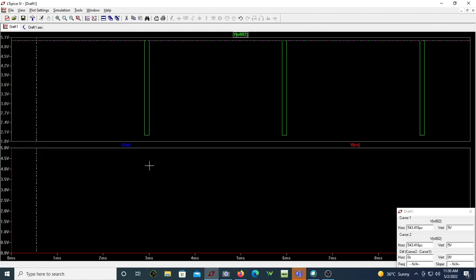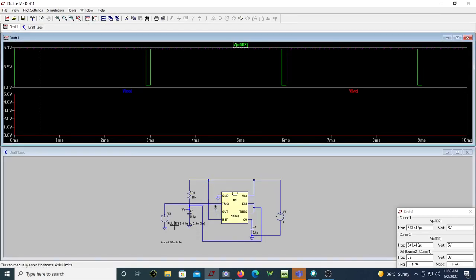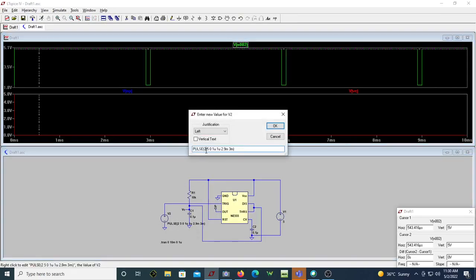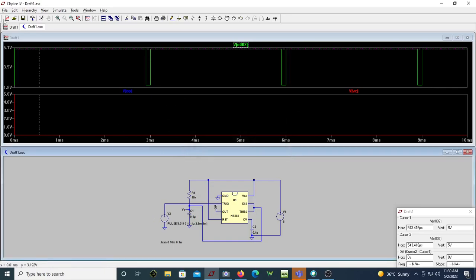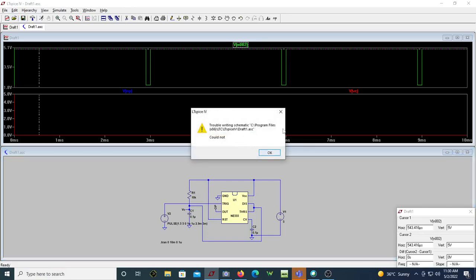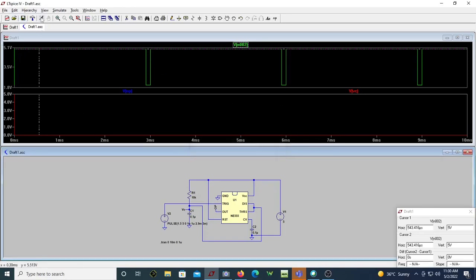So when does the output go to the quasi-stable state? If this voltage goes less than 1.66. Let me make it 1.5 and see the change in my plot. I'll make the initial voltage 1.5. Since 1.5 is less than VTL, I should get the proper waveform. Now it is modified. I'll save this. It's not saving in the C drive. Now you can see you're getting it.